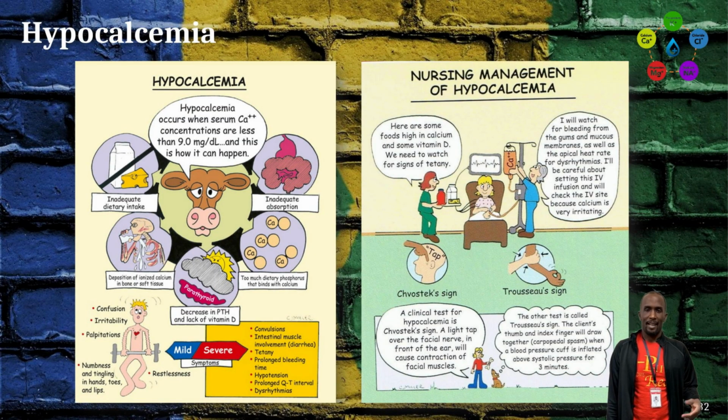Hypocalcemia occurs when calcium levels fall below 8.5 milligrams per deciliter. It can lead to muscle spasms, tetany, and cardiac issues. Causes include vitamin D deficiency, hypoparathyroidism, and renal failure. Treatment involves calcium supplements and addressing underlying conditions. Monitoring is crucial to prevent complications and ensure proper calcium balance in the body.